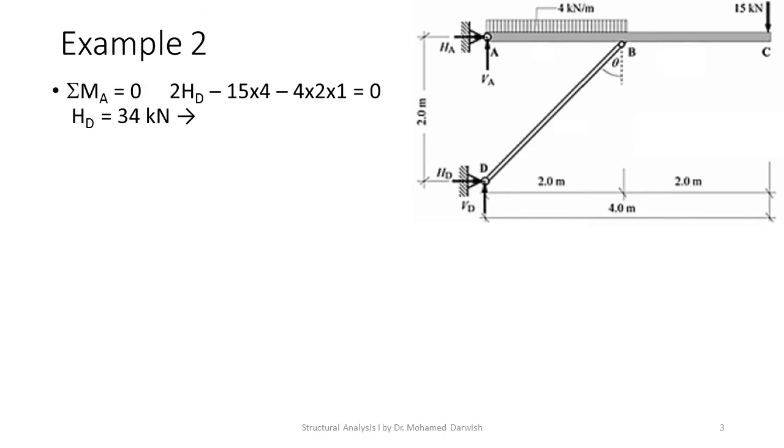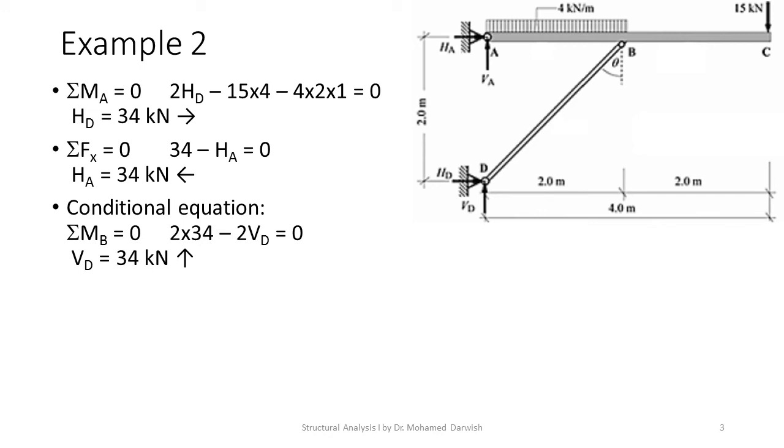First thing, sigma moment about A equals 0. 2HD minus 15 times 4 minus 4 times 2 times 1 equals 0. HD equals 34 kilonewton. Of course, sigma Fx equals 0. 34 minus HA, where HA is equal to 34 kilonewton in the opposite direction. So in opposite to HD.